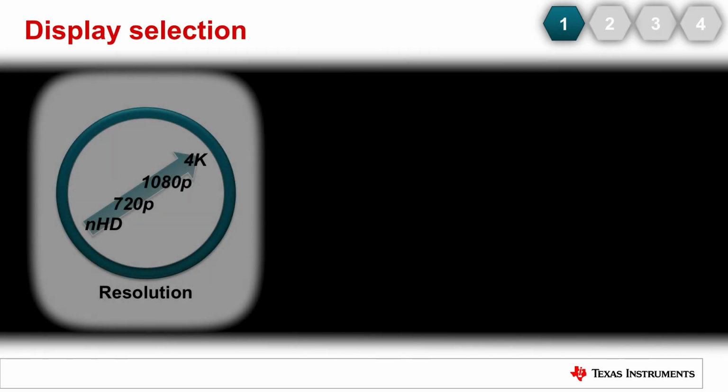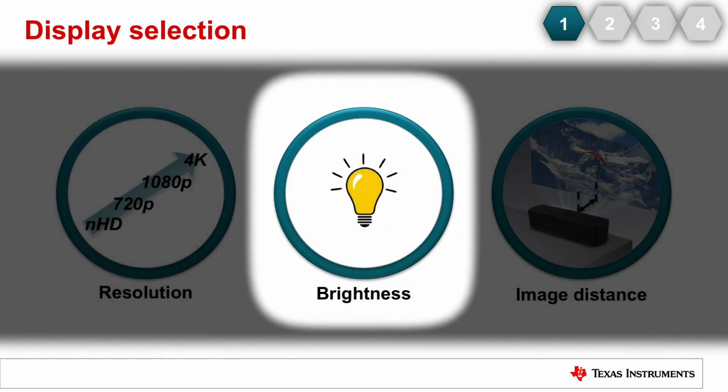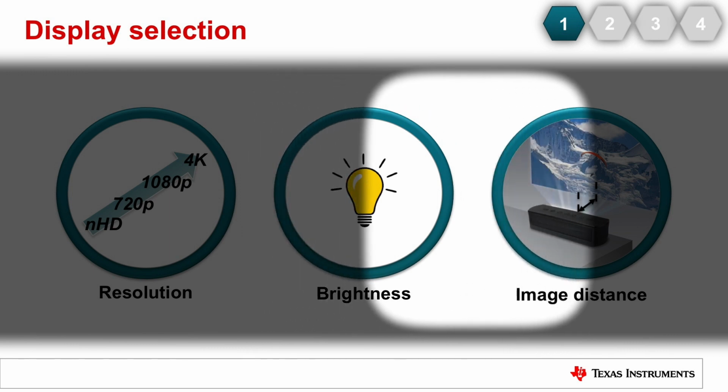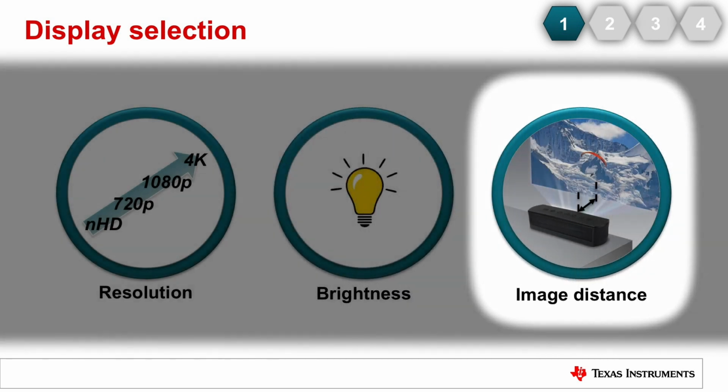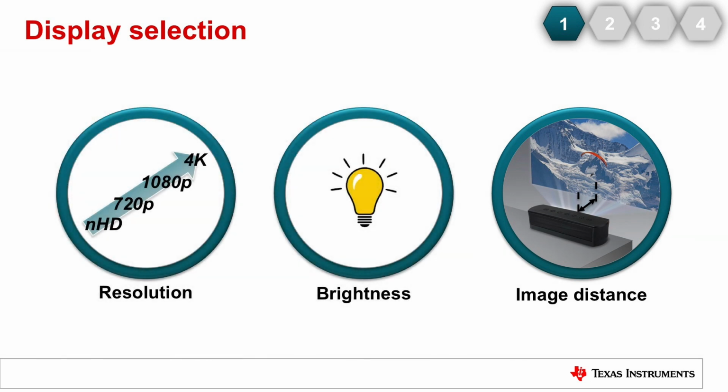For display selection, there are 3 variables to consider. The first one is going to be the resolution of the display. The second one is going to be the brightness of the display, and the third one is going to be the image distance from the application to the display. So let's go ahead and look at each one individually.